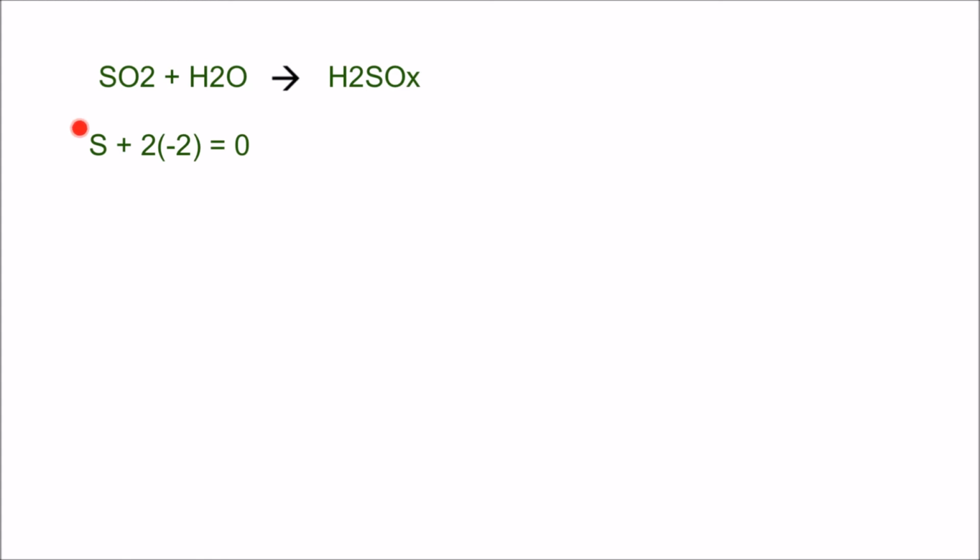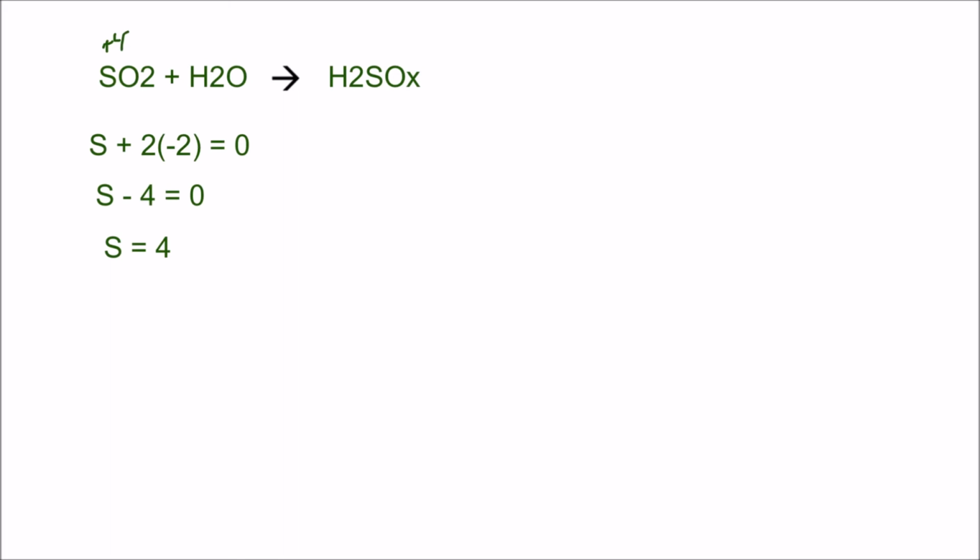Okay, so we want to know what the oxidation state of sulfur is, so we're going to leave that as a variable right now. We know that oxygen is always going to have a -2 charge, and we have 2 of them. So that means that we're going to have a -4 over here on the left-hand side. Alright, so we need to add 4 to both sides. Okay, so that means that sulfur has a +4 charge in this sulfur dioxide molecule.